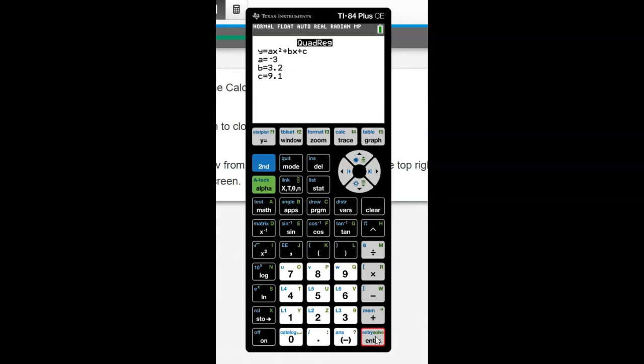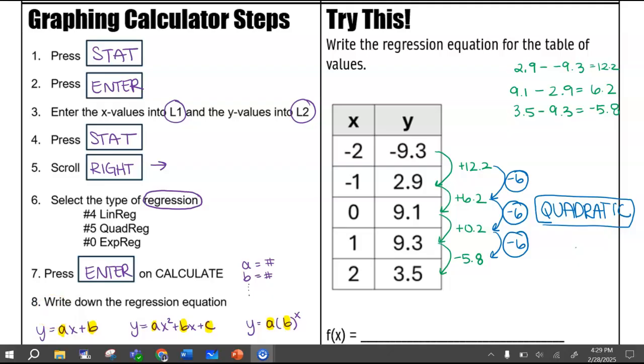Here it tells me that A is -3, B is 3.2, and C is 9.1. The other helpful thing that it will tell you up at the top is the form the equation should be written in. So you should automatically know where to put these numbers from this very first line it gives you. If your calculator gives you extra information like r or r squared, that's okay. You can just ignore it for the time being.